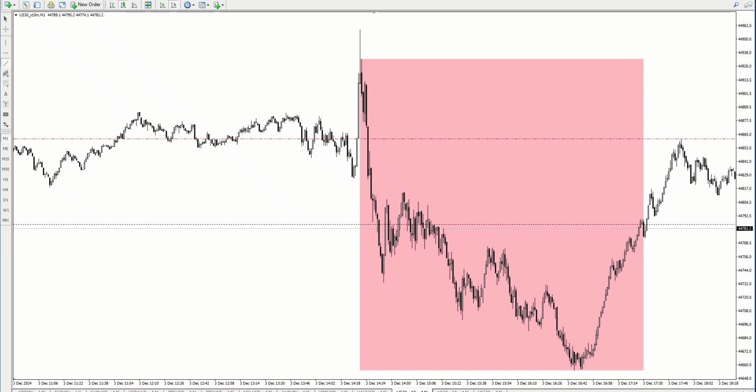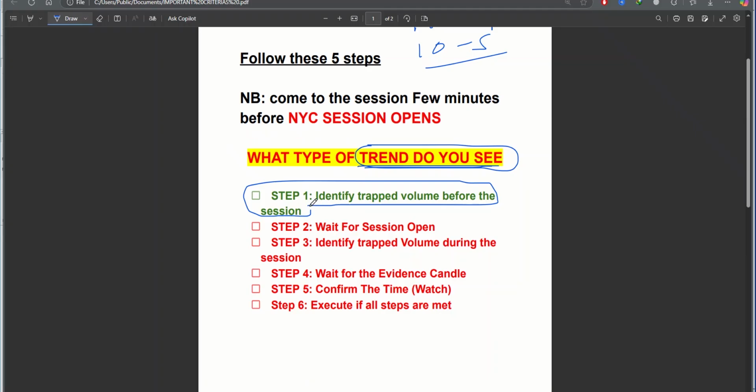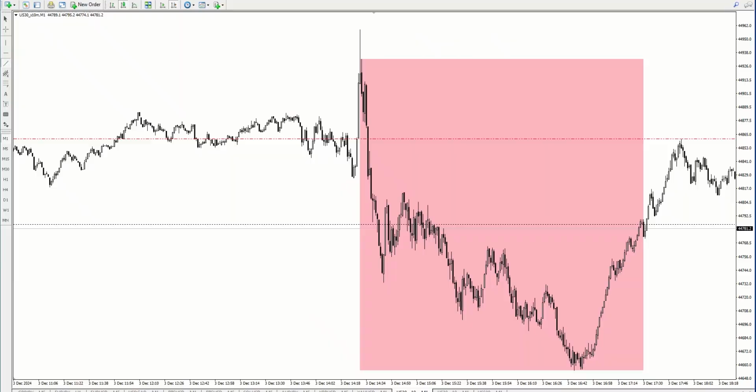Okay, let's go back to the rules we have. Okay, fine, we were not able to see who is trapped. Why? Because the session opened in the middle. We go to step 2. We wait for the session to open. If you look at my chart over here, my session is denoted by this pink highlighted box, so I don't do anything until they trade inside this box.